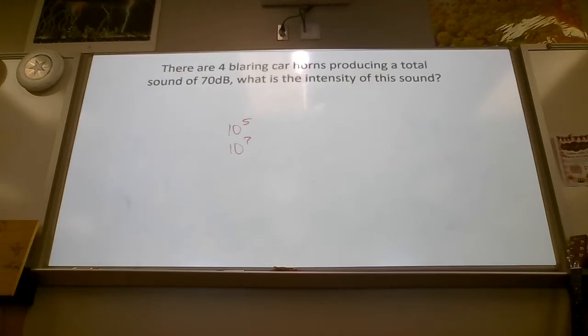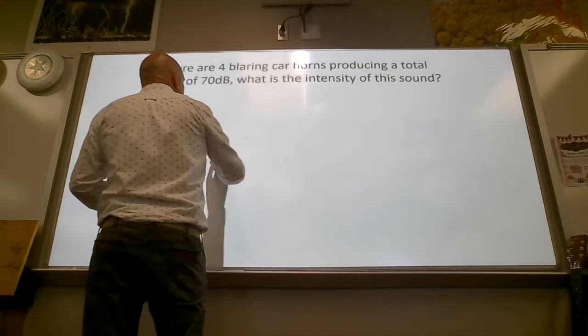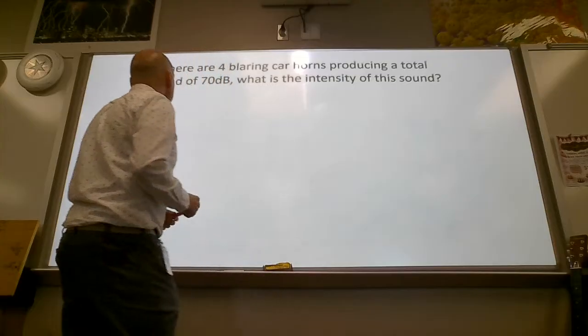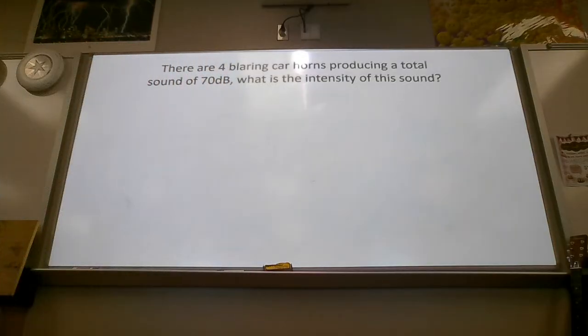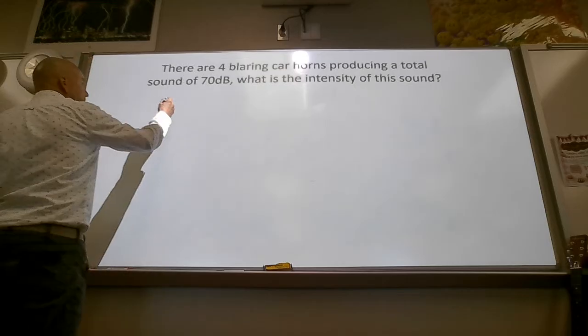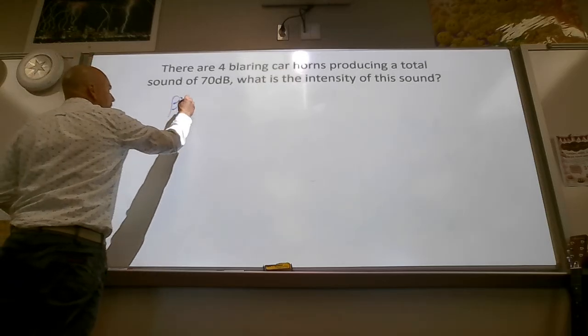Okay, so we use logs. So there are 4 blaring car horns that produce a total sound of 70 decibels. What is the intensity of this sound? So if it's 2 to 3, it's literally squared. Okay, so I'm going to use this equation.